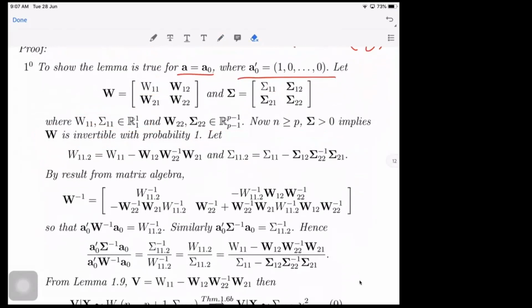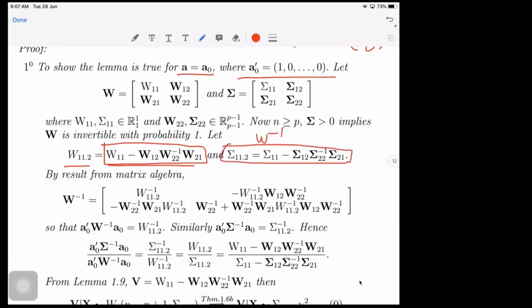Okay, so let's find out what is W11.2, which is this component here. So that is W11 minus W12, W22 inverse, W21. This is necessary for finding the inverse of W. And let sigma 1.2 be this linear transformation on your sigma components.